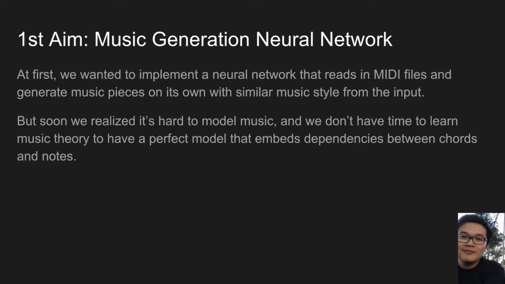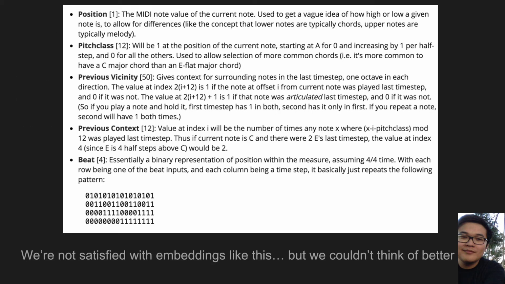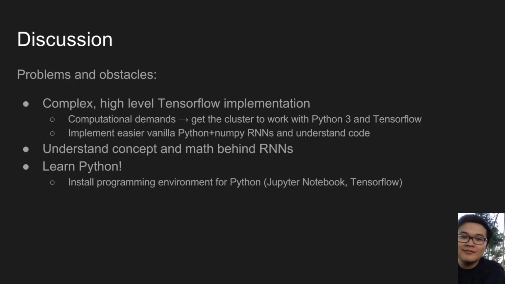So our first aim was actually a music generation neural network that reads in MIDI files and generates music pieces on its own with a similar music style to the input. But soon we realized it's hard to model music, and we don't have time to actually learn music theory stuff to have a perfect model that embeds dependencies between chords and notes and stuff. And here is one of those embeddings, and we are not satisfied with embeddings as complicated as this, but we couldn't think of better ones though.